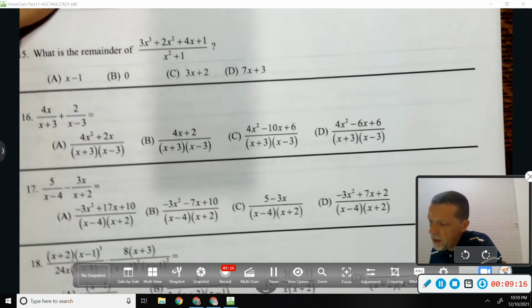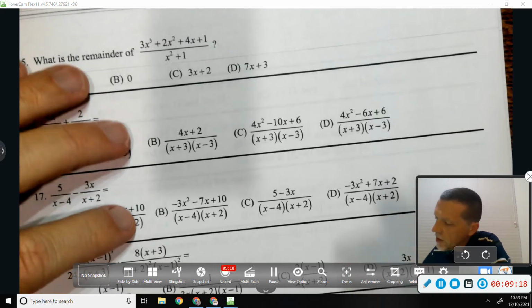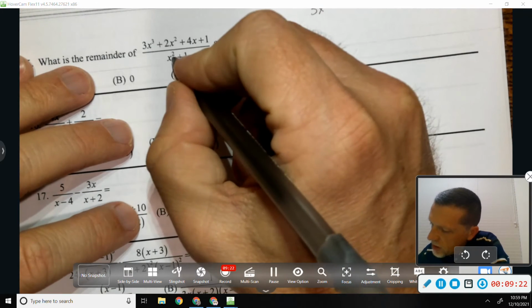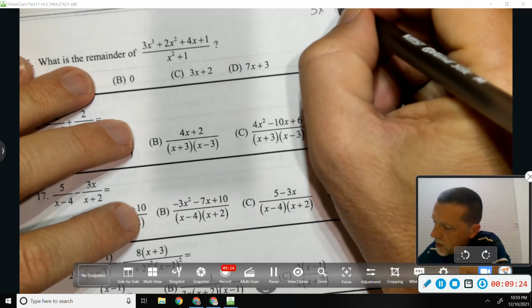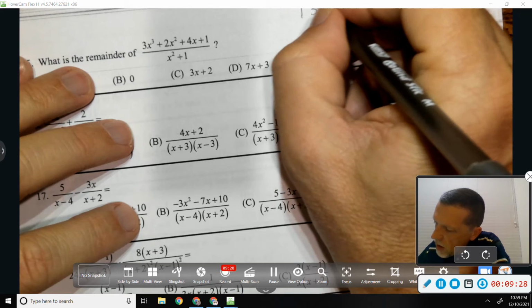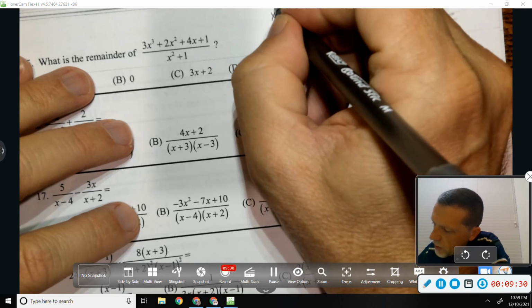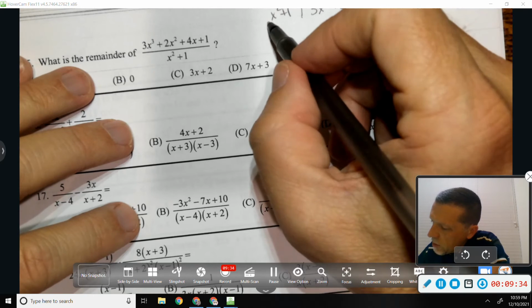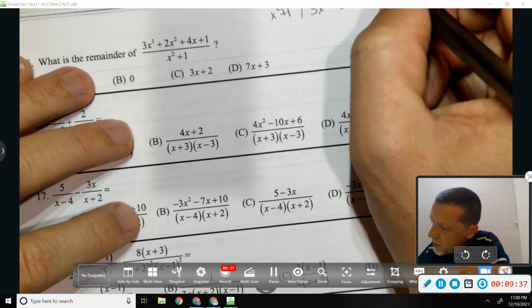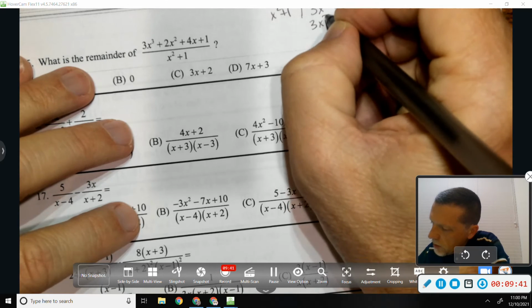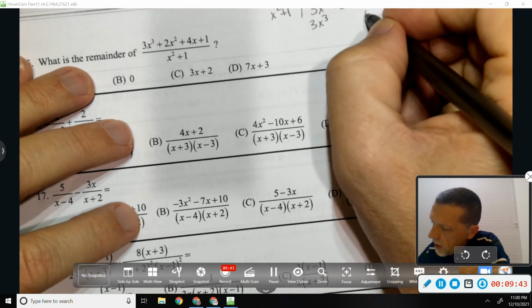Number 15. Remainder with long division. And it has to be long division because of that squared there. So long divide by x squared plus 1. What times x squared would give me 3x cubed? Well, a 3 and an x would give me 3x cubed plus 3x.